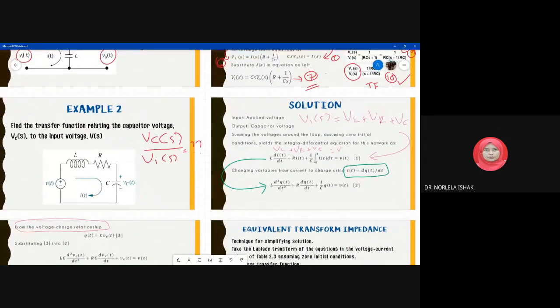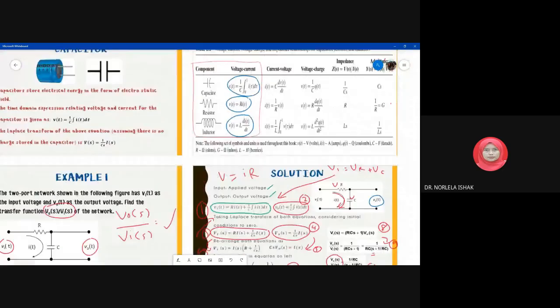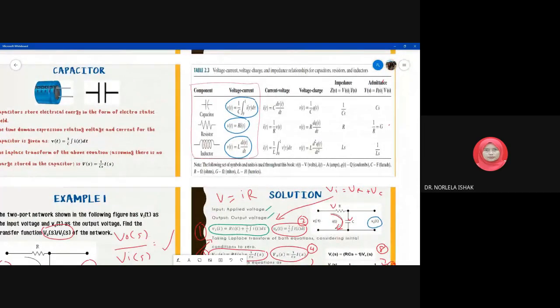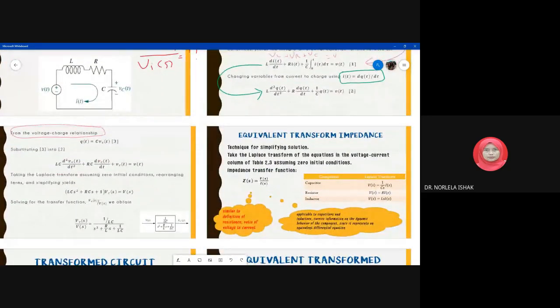Q equal to voltage charge relationship. Okay, this one. From this, this is a relationship between voltage and charge. We use this table to show the voltage charge relationship, so we can get equation number 3.